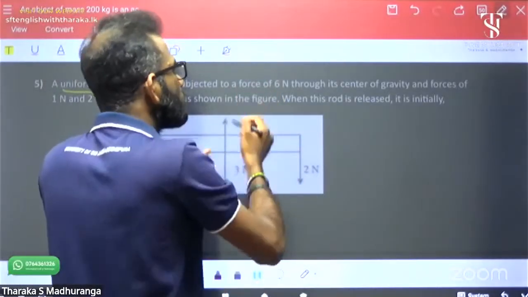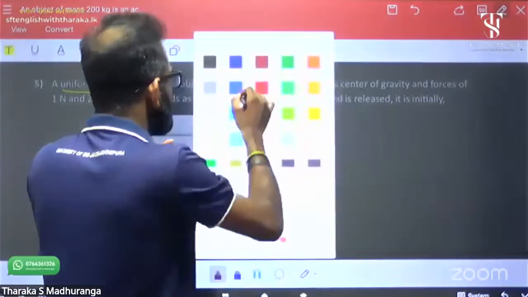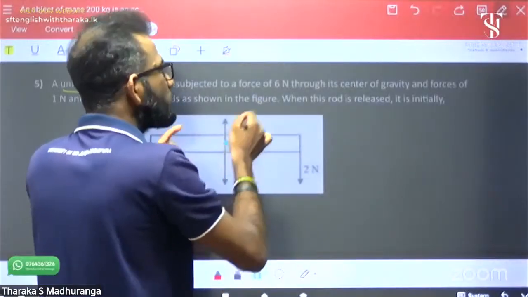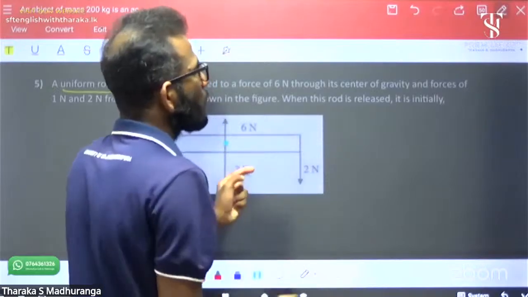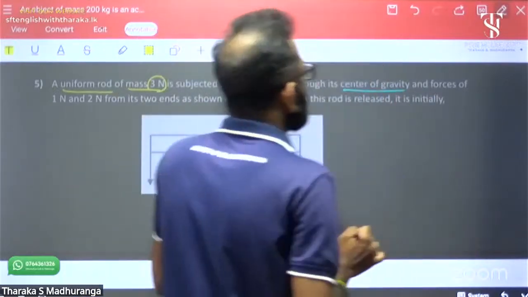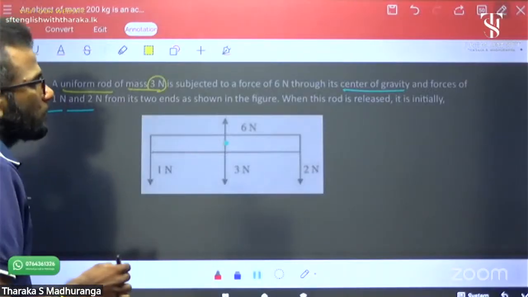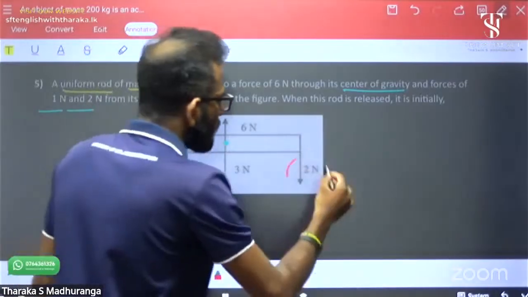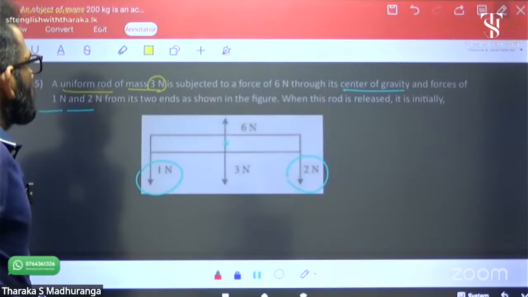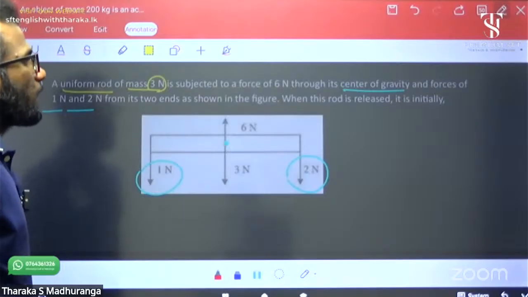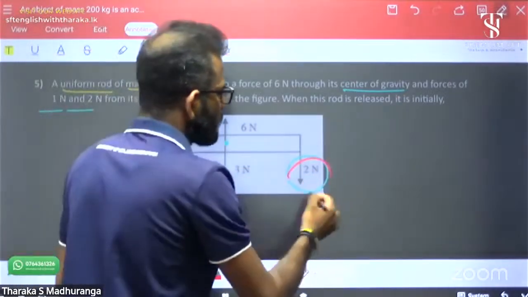3 Newton and 6 Newton act on the weight acting point. That means the gravity point is the weight acting point. The 3 and 6 Newton act on this point, the center of gravity. And 1 Newton and 2 Newton from its two ends as shown in the figure. Left side 1 Newton and right side 2 Newton.